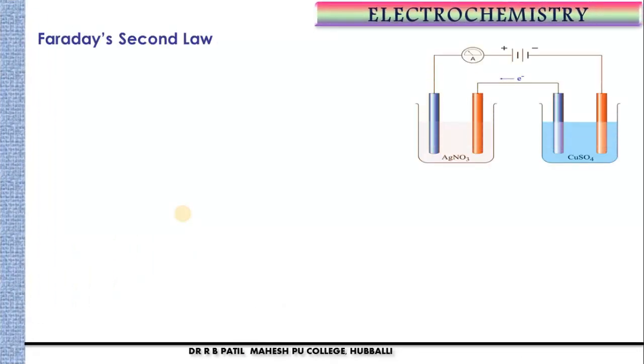Consider two electrolytic cells. In the first electrolytic cell, we have taken silver nitrate solution and we have dipped two silver electrodes. In the second electrolytic cell, we have taken copper sulfate solution and we dipped two copper electrodes. Both these electrolytic cells are connected in series to the external source of battery. So automatically the quantity of electricity flowing through these two electrolytic cells is equal.